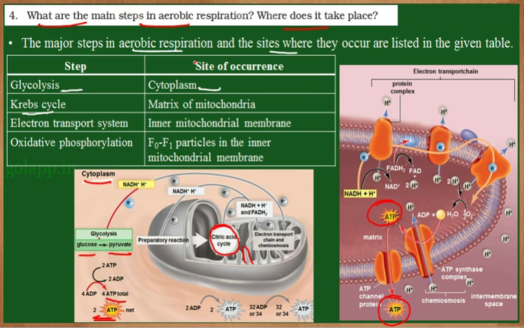So these are the different stages of aerobic respiration. Glycolysis occurs in the cytoplasm, Krebs cycle in the mitochondrial matrix, electron transport system in the inner membrane of the mitochondria, oxidative phosphorylation in the F1 particles of the mitochondria.